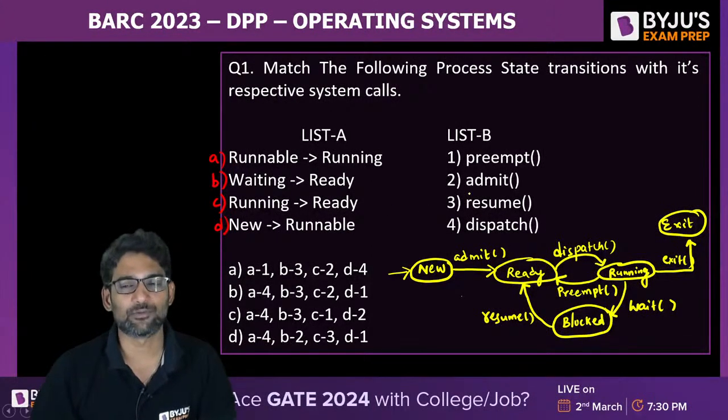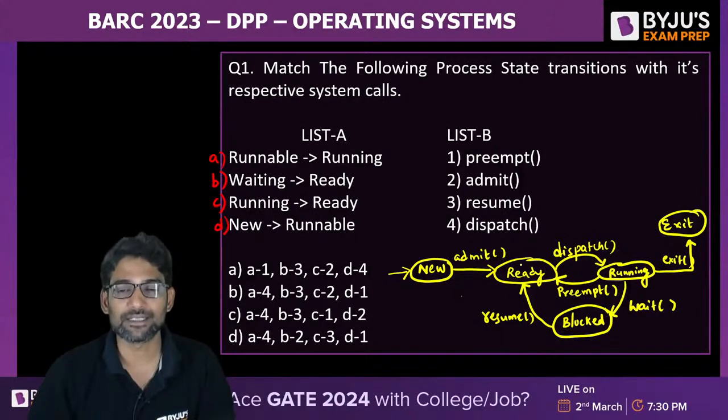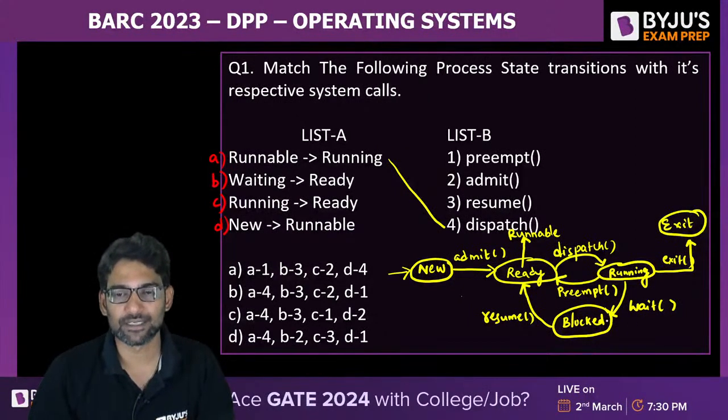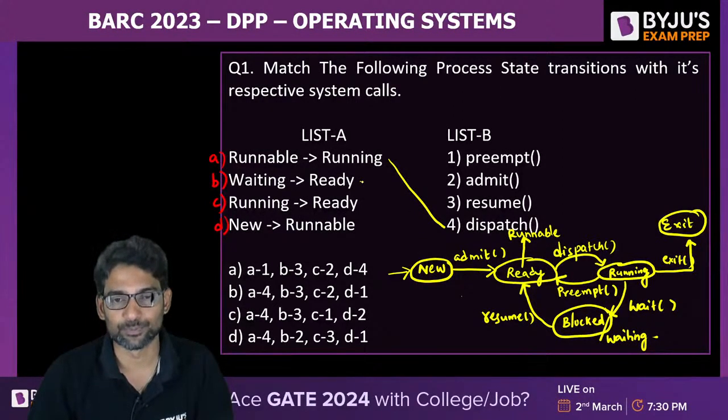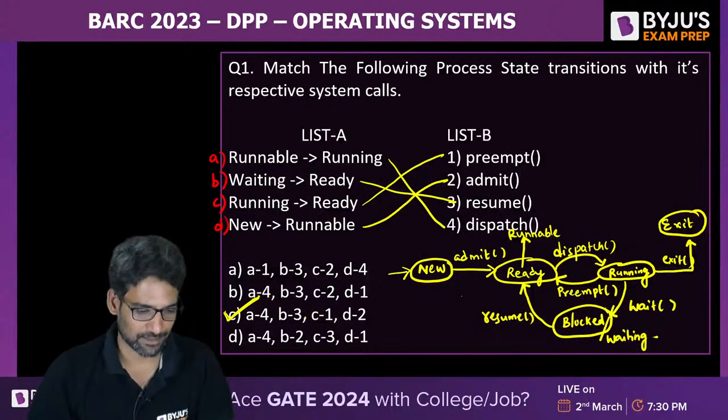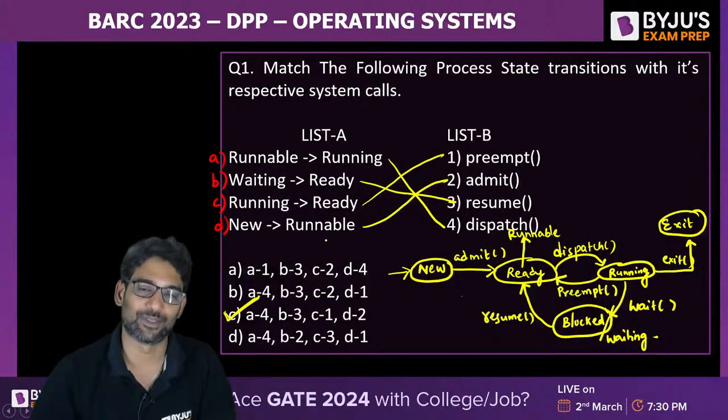Now, the ready state is also called the runnable state. So, runnable to running means ready to running. What is the system call? Dispatch. Waiting to ready, the blocked state is also called the waiting state. So, waiting to ready, resume. Running to ready, preempt. And new to ready or runnable, admit. So, the right answer would be 4, 3, 1, 2. Option C is the right answer. Correct, correct. Very good guys. Next question.